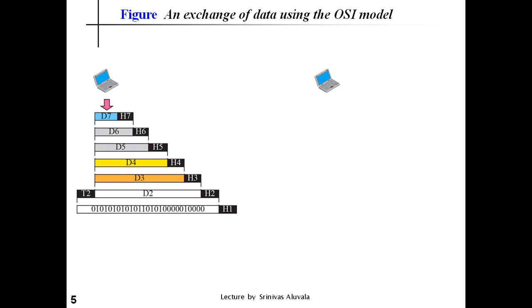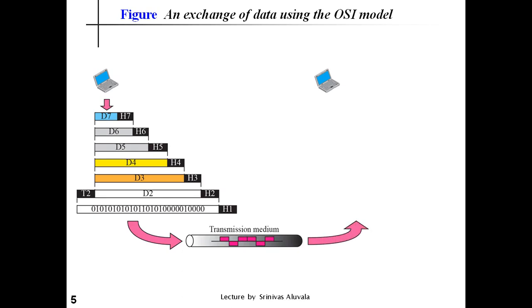Data link layer takes the data from the network layer and assigns a data link header and a trailer to the data packet and gives that packet or the frame to the physical layer. Physical layer takes the data from the data link layer and assigns a physical layer header and converts the data into streams of bits, and those bits are going to be transmitted by making use of a transmission media which is available between the two different systems.